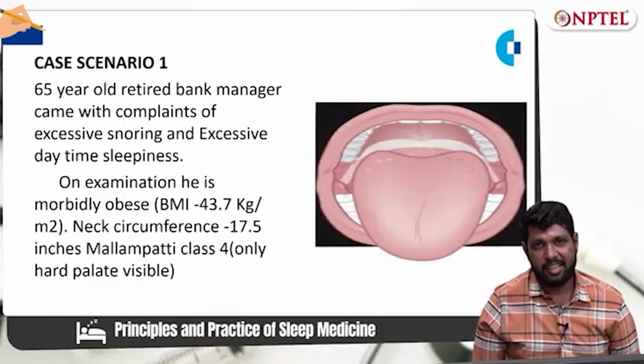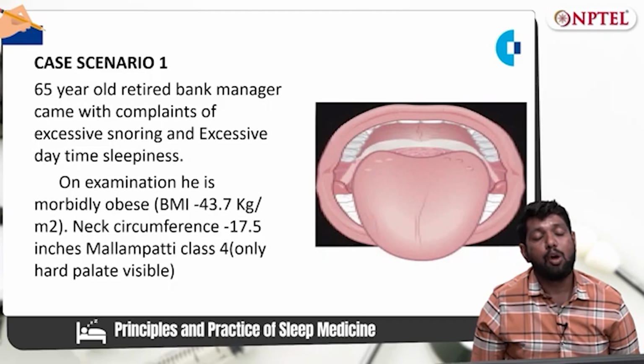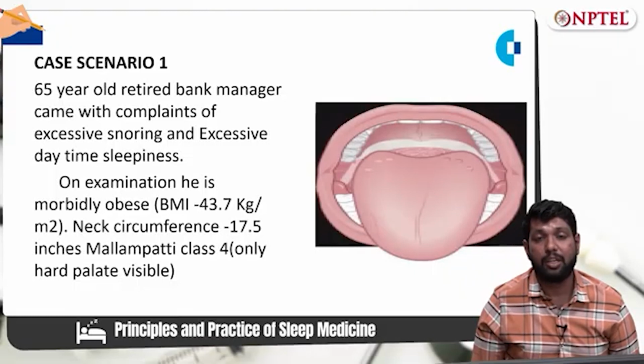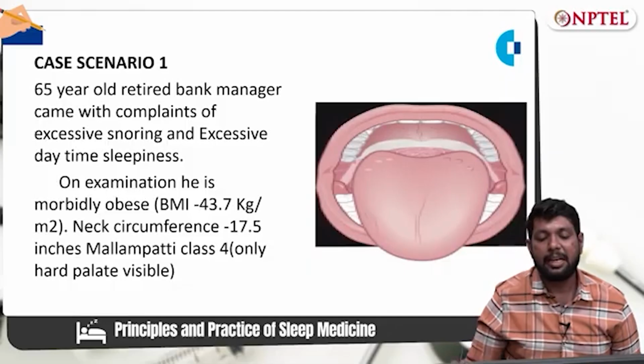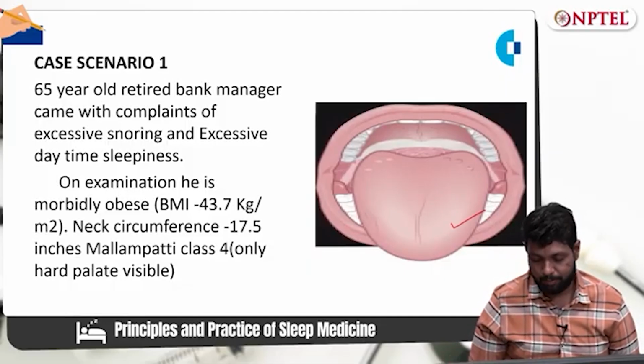So, we have a first case scenario. A 65-year-old retired bank manager came with the complaints of excessive snoring and excessive daytime sleepiness. On examination, he is morbidly obese with a BMI of more than 43.7 kg per meter square and his neck circumference is 17.5 inches and Mallampati class 4, that is only the hard palate is visible.